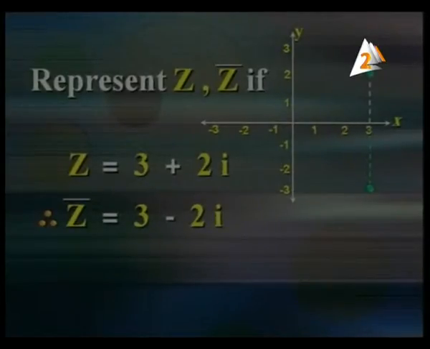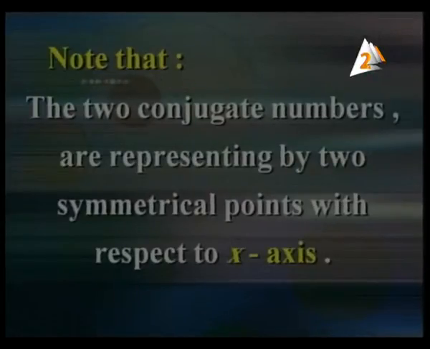What do you notice, dear student? Yes, the x-axis is the symmetry of z and z bar. Note that the two conjugate numbers are represented by two symmetric points with respect to the x-axis.